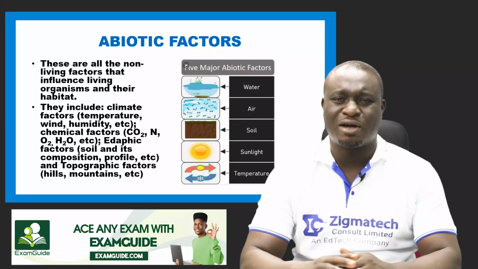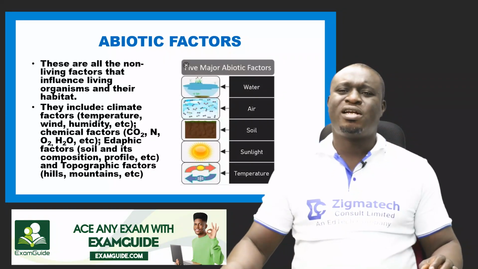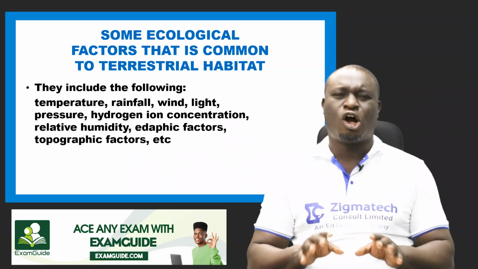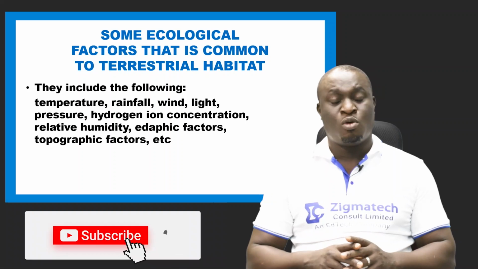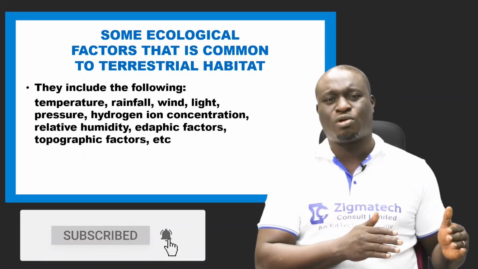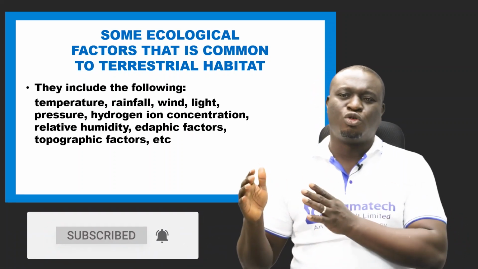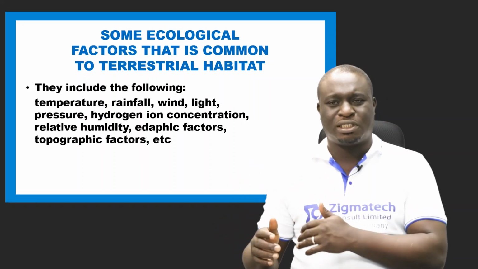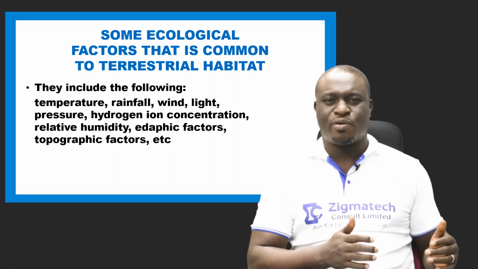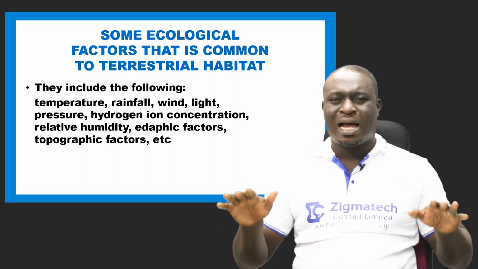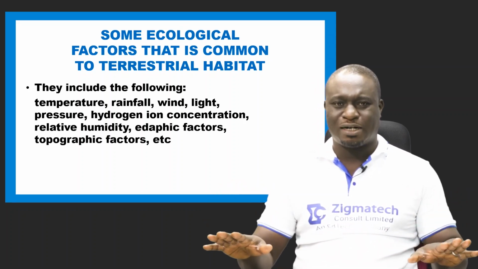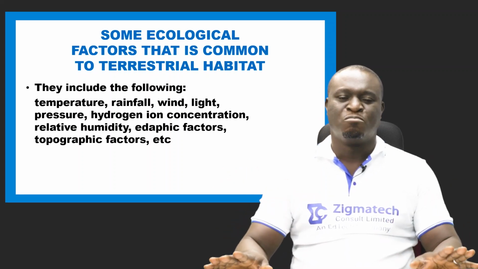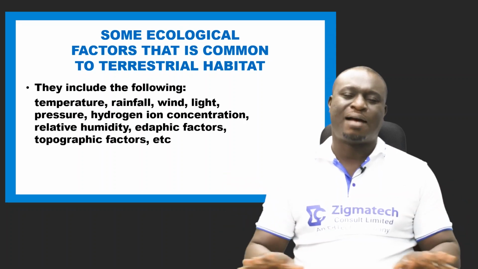These are topographic factors. Now, moving ahead, let's take a look at some ecological factors that are common to terrestrial habitats, and then we're also going to look at the ones common to aquatic habitats. Remember, when we are talking about terrestrial habitat, we are talking about a habitat that is occupied by land, or you can call it the land habitat. So it is a land habitat.